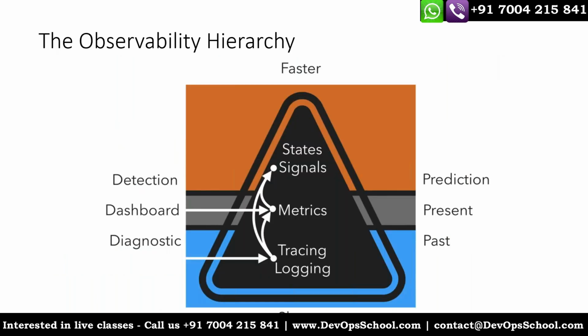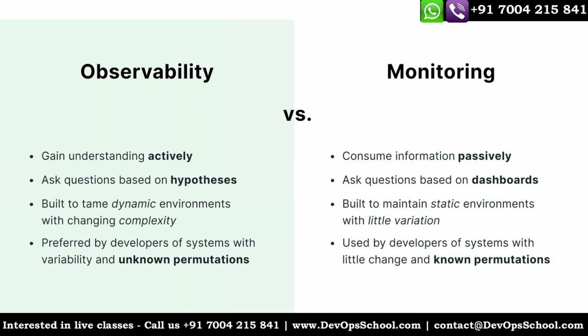If you look at this hierarchy of observability, usually we have metrics or different kinds of data from the past, present, and predictions. You want to have that to set up observability. Past data you get from tracing and logging, present data you get from the metrics, and predictions from stats and signals. What you can do with the past data is diagnose. What you can do with the present data is dashboard. And based on the data from the past and present, you can predict the future using stats and signals.